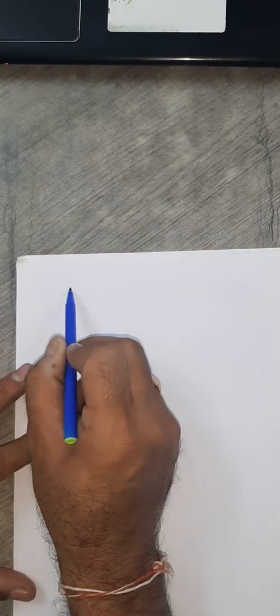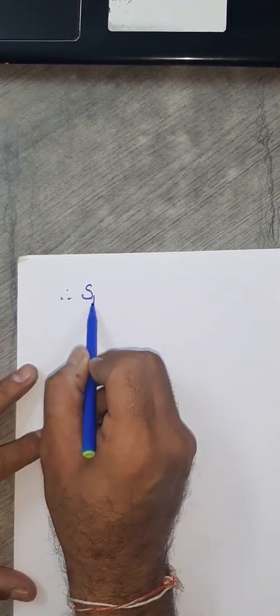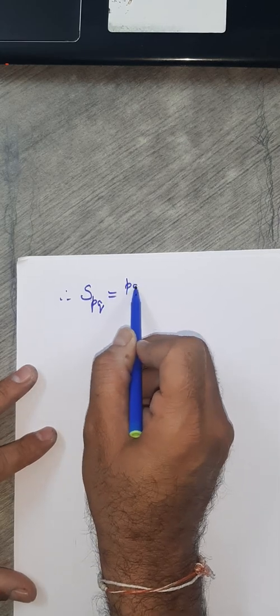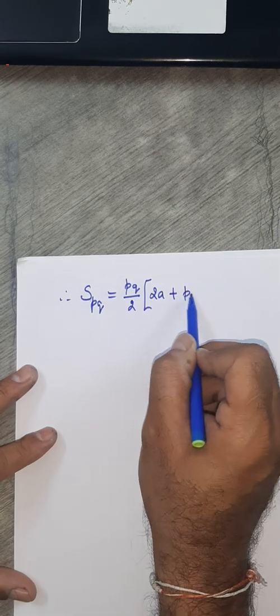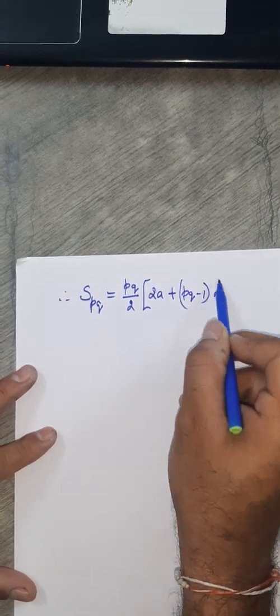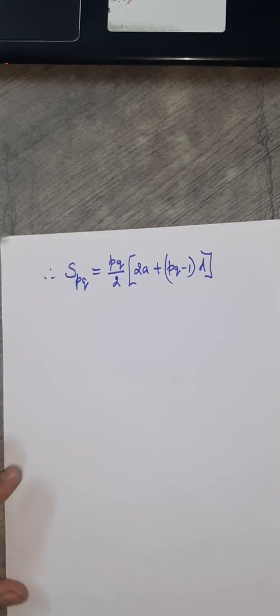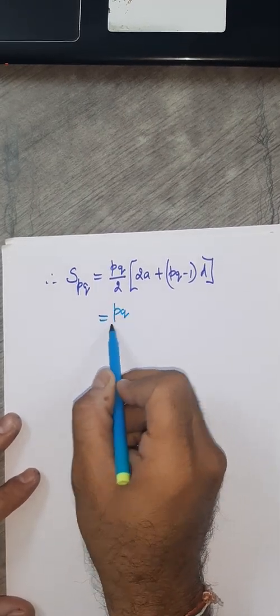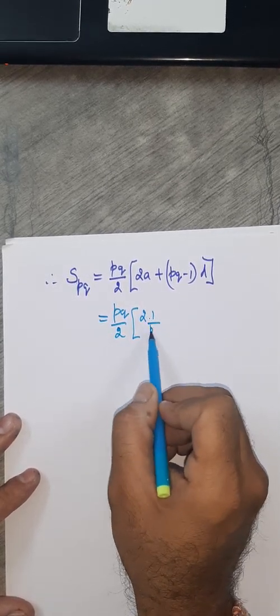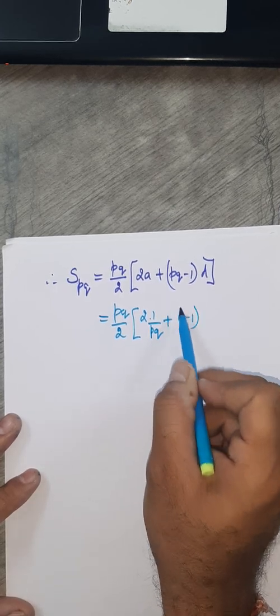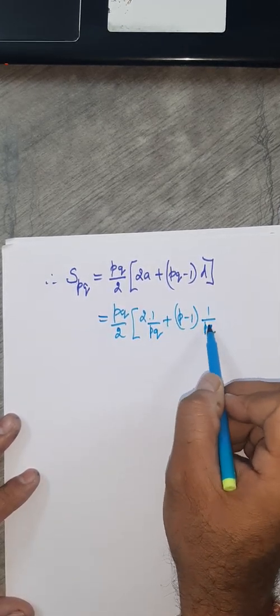Now we get into what you are asked. What is asked? The sum of the PQ terms, so SPQ. Write the formula for this: PQ by 2 into 2A plus n minus 1, that is PQ minus 1, into D. This is what you are asked. So here, PQ by 2 as it is, 2 into the value of A, that is 1 by PQ, plus PQ minus 1 as it is, and the value of D is 1 by PQ.